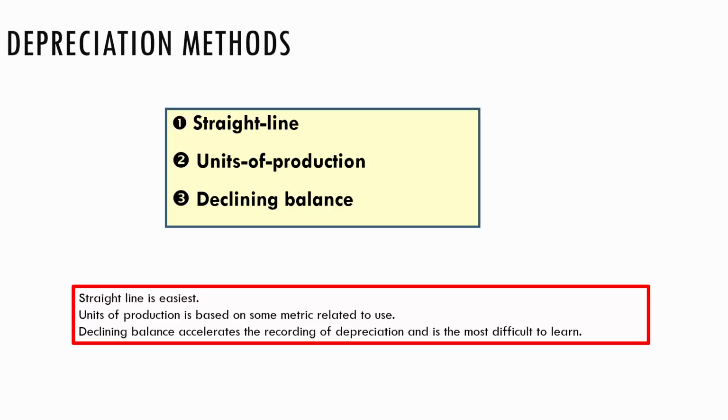Straight line depreciation is a calculation that's very easy to do, and it's based on the number of months or the number of years usage, how long you expect to use it, and it'll be the same amount for every time period. Units of production is when you take an amount that's based on how many units are produced.